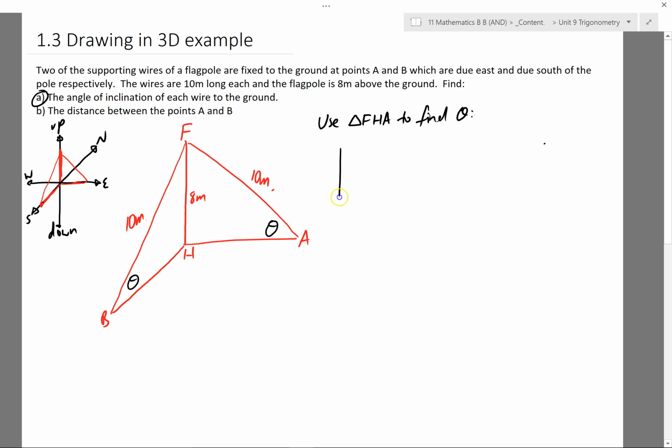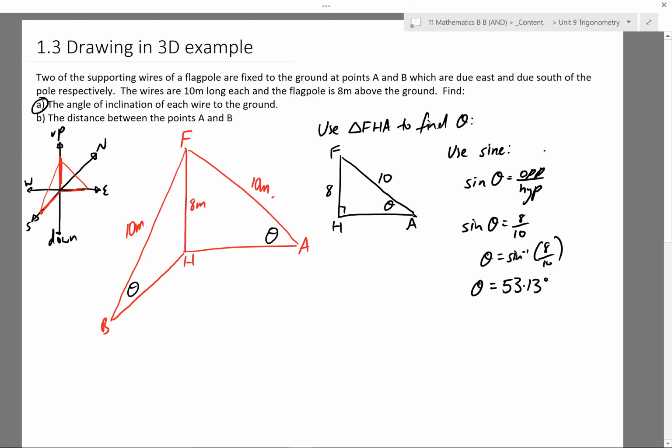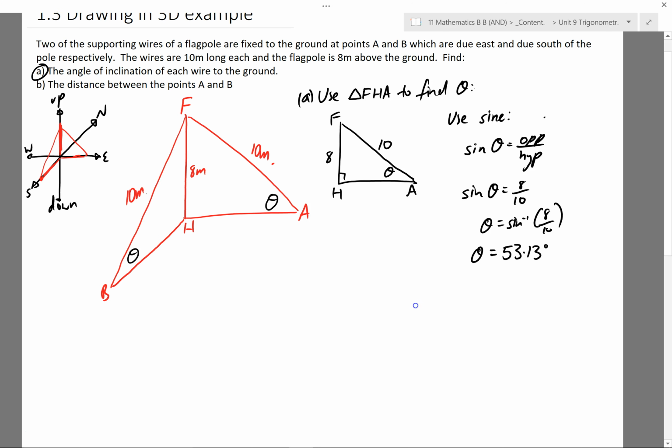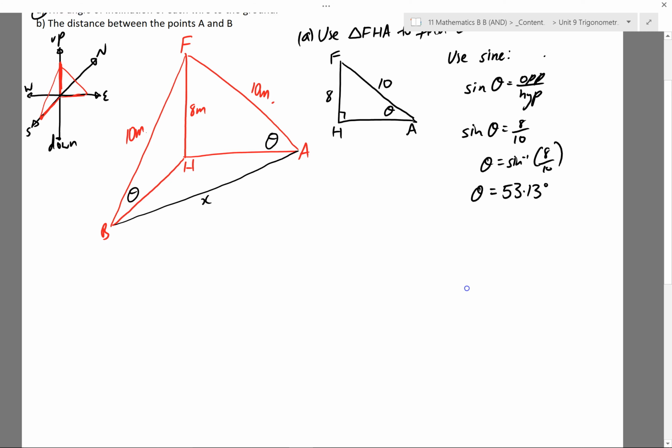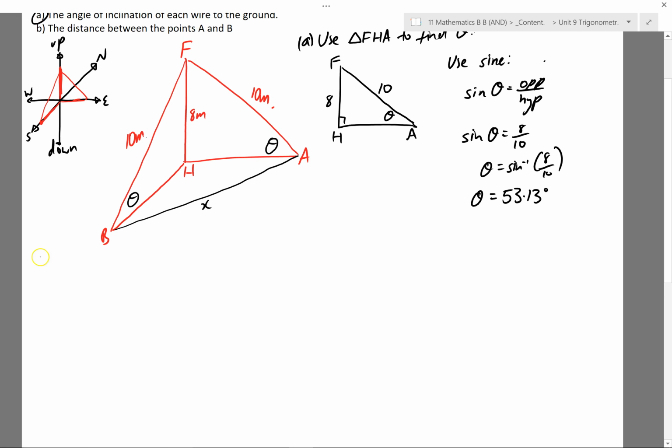So I'll go ahead and redraw that triangle out of its 3D mess. Make sure I continue to label it. And I'll go ahead and use sine to find that angle. Okay, and that's part A done. Finding that angle, pretty straightforward. Now, finding the distance between the points A and B. So this distance on the ground, trying to find this, call it X. Yeah, that might be a little bit more challenging, but I don't think we'll struggle too much.